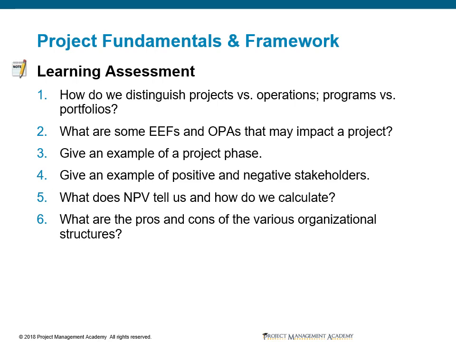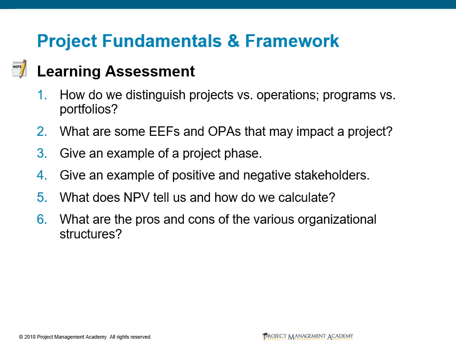What does net present value tell us and how do we calculate it? Net present value is the sum of a series of discounted cash flows minus the initial investment. So it's calculated as the sum of all of the cash flows divided by (1 + i) to the power of n, minus the initial cost.